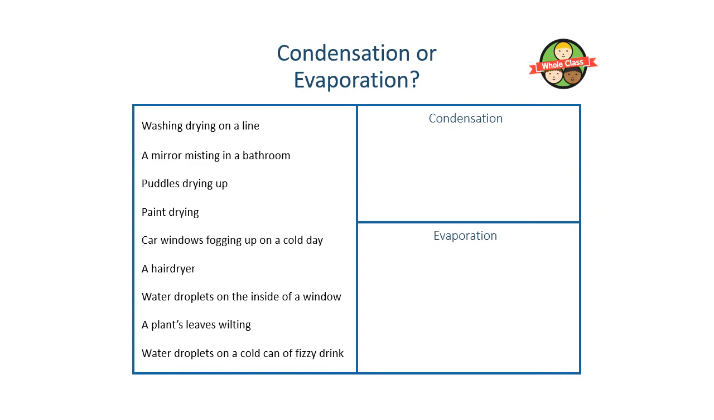So you can look at this list of examples. Do you think it's condensation or evaporation? So washing, drying on a line, is that condensation or evaporation? So your clothes drying, a mirror misting in a bathroom, what do you think that is? Puddles drying up, paint drying, car windows fogging up on a cold day, a hair dryer, water droplets on the inside of a window, a plant's leaves wilting, water droplets on a cold can of fizzy drink. Wilting means like the plants are drying up or dying.